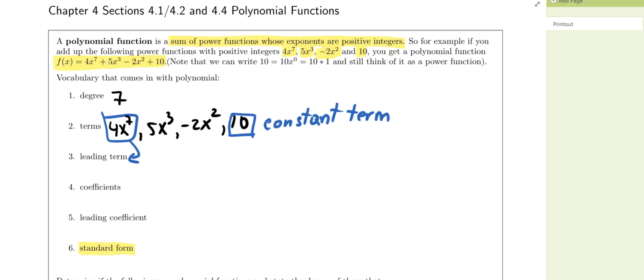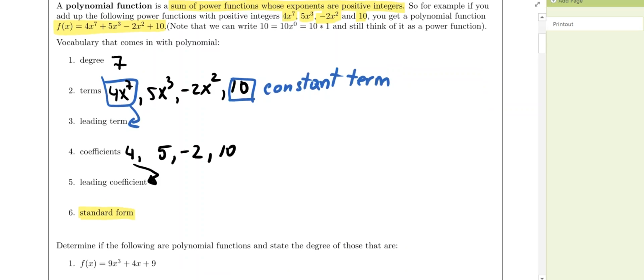The coefficients are basically the numbers that are coming with the variable. So the coefficients of this polynomial are going to be 4, 5, and negative 2, and then 10. The leading coefficient is basically the coefficient of the x with the highest power. And then, as we said, the standard form is basically in descending order of exponents.